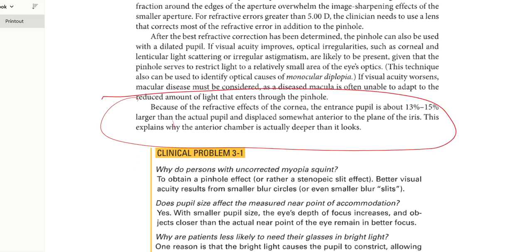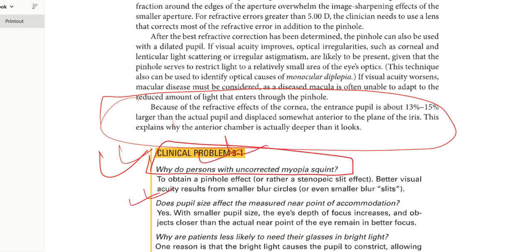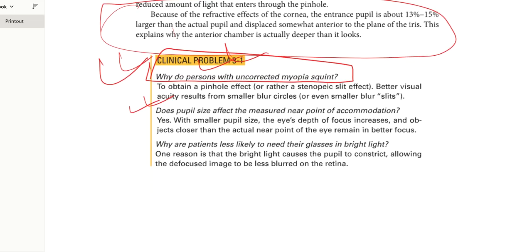These lines are important. These examples are important. Why do persons with uncorrected myopia squint? Does the pupil size affect the measurement? Why are the patients less likely to need it? All these are important. Okay.